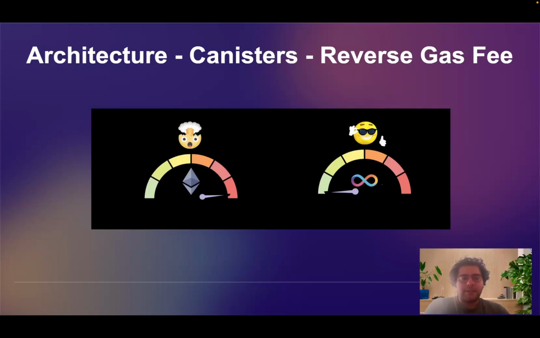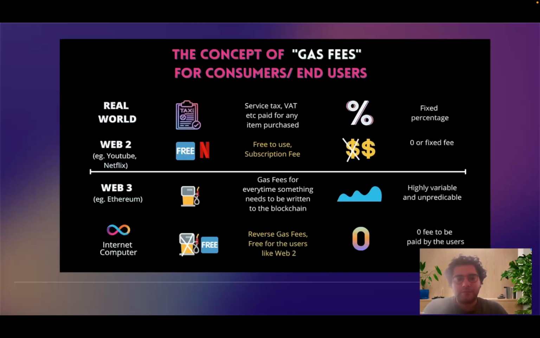Reverse gas fee. I mentioned the reverse gas fee at the beginning of my presentation. On other blockchains, each user pays a volatile fee for their transactions on the blockchain network. But on the Internet Computer, we have a reverse gas fee model. The developer of the dApp pays for the transaction fee beforehand, and this is feasible because transaction fees on the Internet Computer are a lot cheaper compared to other blockchain networks.